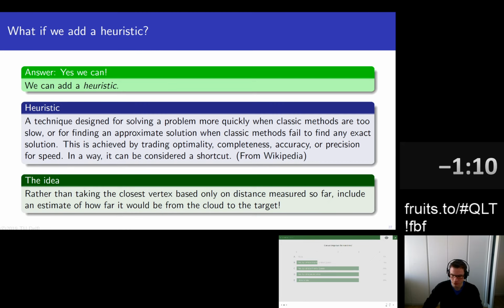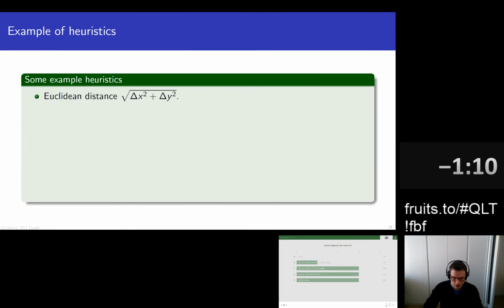So basically what we're doing is we're telling Dijkstra, okay, you should take a look at how far it is to this new node, but you should also take an estimated guess of how far it would be from that new node to our target. So what could we do for that? Well, for example, when it's a distance thing, we could simply take the Euclidean distance.